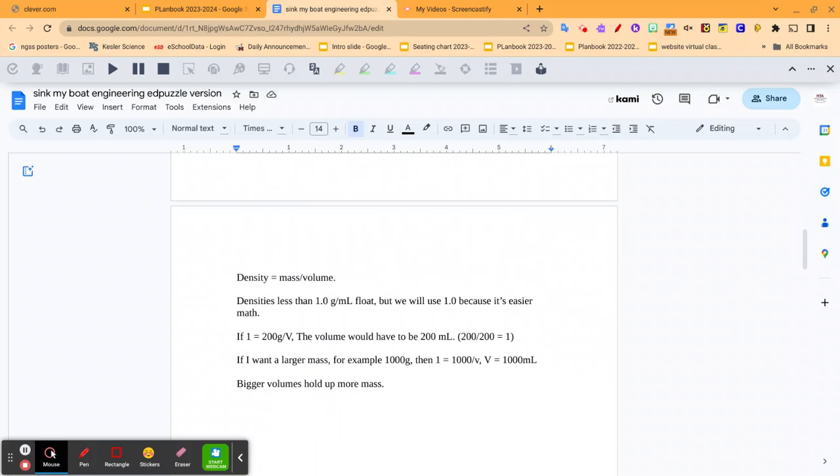So density equals mass divided by volume. And we know that density needs to be less than 1 to float, but I'm just going to use 1 because it makes our math easier. So if the density was 1 and it held up 200 grams, the volume would also have to be 200 milliliters, because 200 divided by 200 equals 1. But if I wanted a larger mass, for example, let's say 1,000 grams, then my volume now needs to be 1,000. The bigger the volume, the more mass it will hold up.